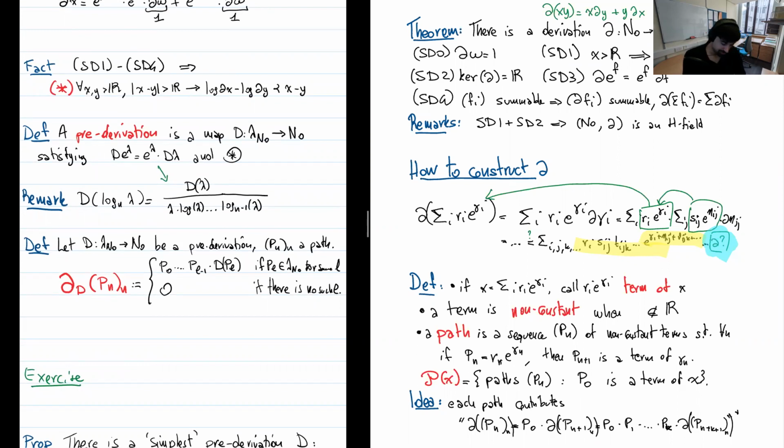Oh, sorry, I didn't finish the definition. Once I define the contribution of a path, I define the derivative of x to be the sum over all the paths of x of these contributions. I'm using a non-optimal notation. So the paths are sequences, and I apply this delta d to each sequence, and then I take the sum of all of them. And we call this the derivation induced by d.